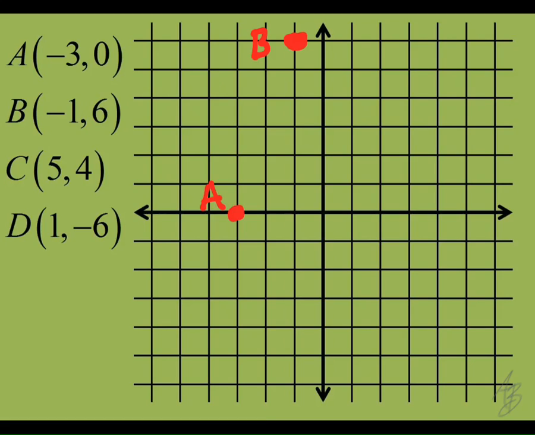Okay, Dustin, how about point C? Go to the right 5 and then up 4. Right 5 and up 4. I think I counted right there. There's point C. And Megan, how about point D? You go to the right 1 and then down 6. Right 1 and down 6, so we get right there.